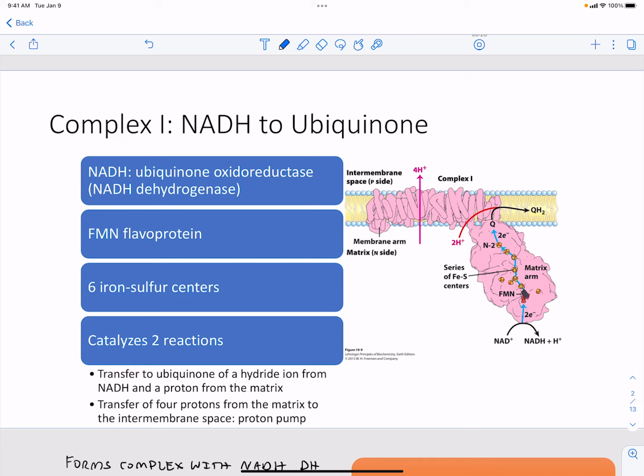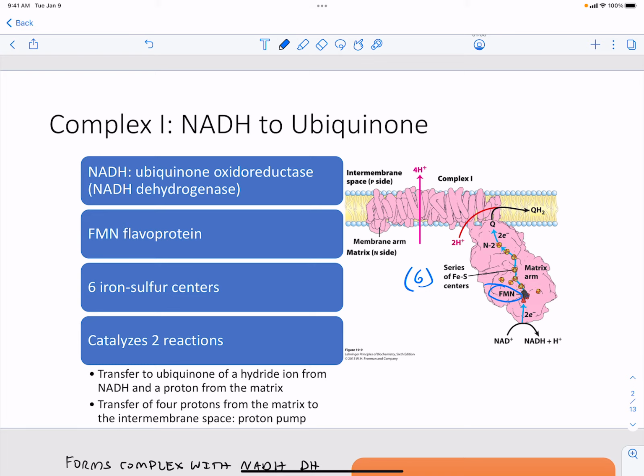Complex 1 is referred to as NADH dehydrogenase. It has within it a flavoprotein, the FMN flavoprotein, and the electrons from NADH are going to be transferred to those flavoproteins. After that, they get passed along to your iron sulfur centers. In complex 1, you have 6 iron sulfur centers, so we'll have 6 of these, and the electrons get passed along each of the iron sulfur centers.